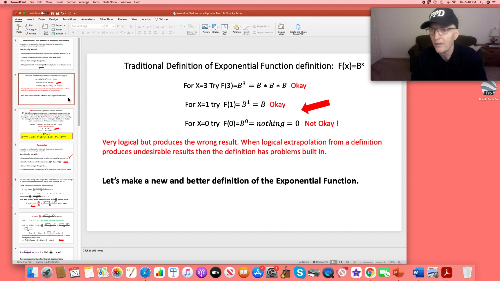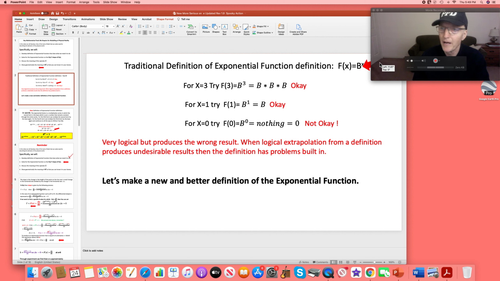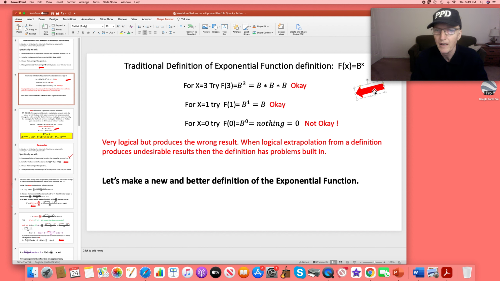So I looked in many physics books and in a math encyclopedia and Schaum's outline series, and went on the internet and looked at Wikipedia and those sorts of things. And I found that the usual definition for an exponential function was something like this up here. F of x is equal to b to the power x. Okay, now that seems pretty good. And a lot of the people I know have been exposed to that definition.